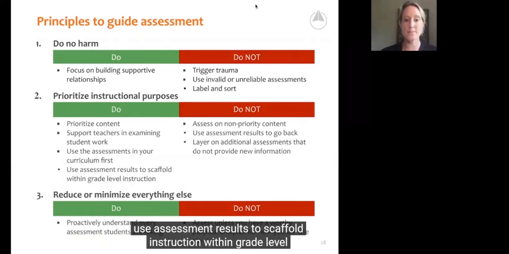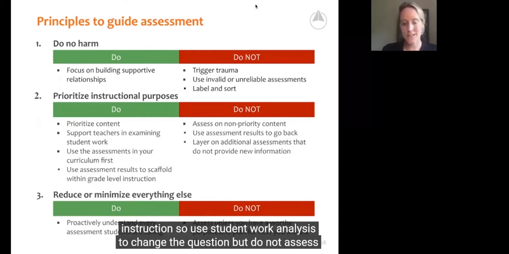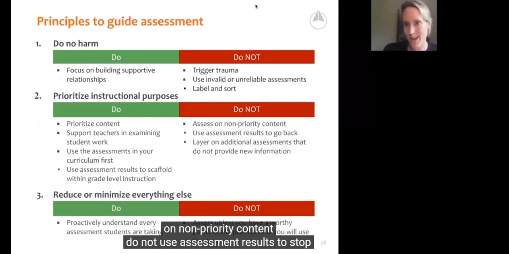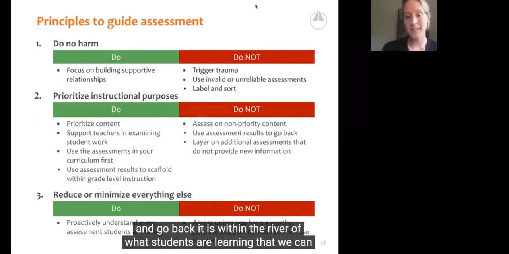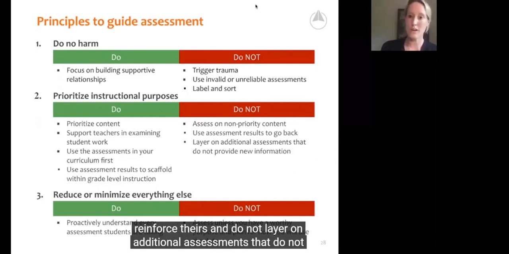Do use assessment results to scaffold instruction within grade level instruction. So use student work analysis to change the questions that you're asking students. But do not assess on non-priority content. Do not use assessment results to stop and go back. It is within the river of what students are learning that we can reinforce their skills. And do not layer on additional assessments that do not provide new information.